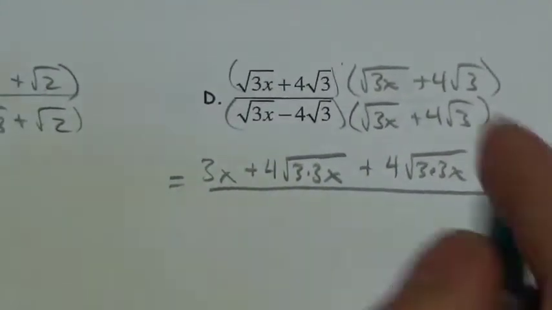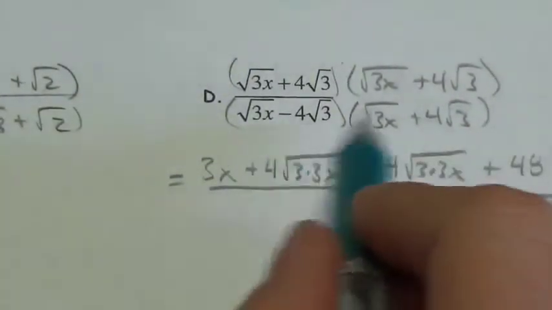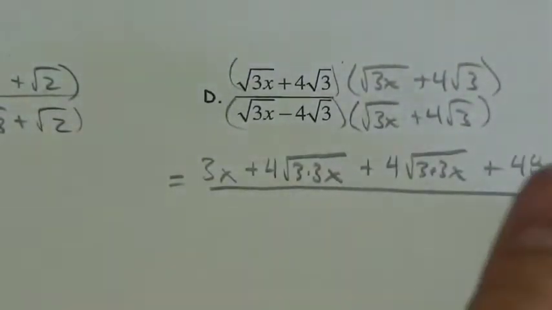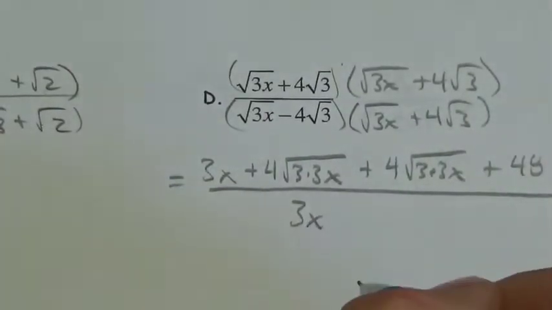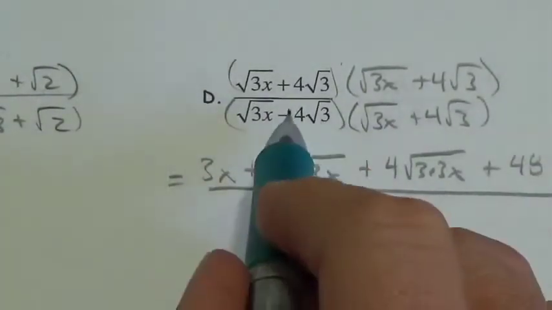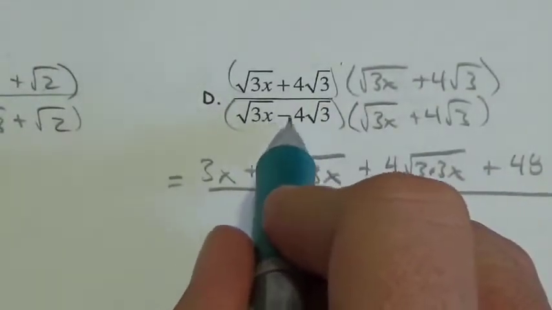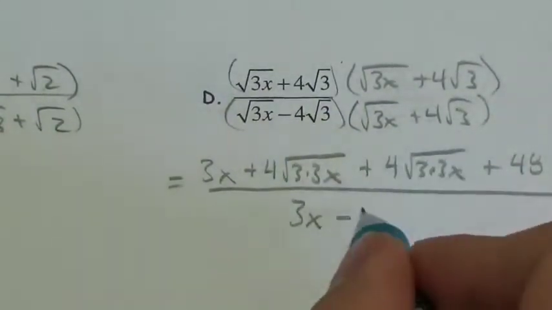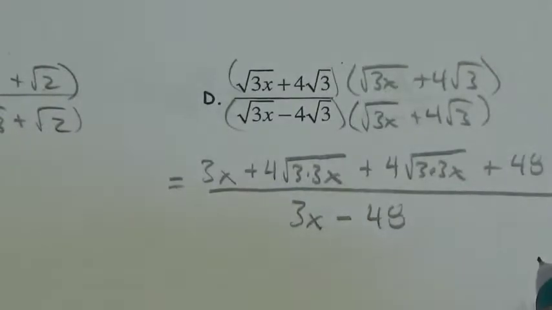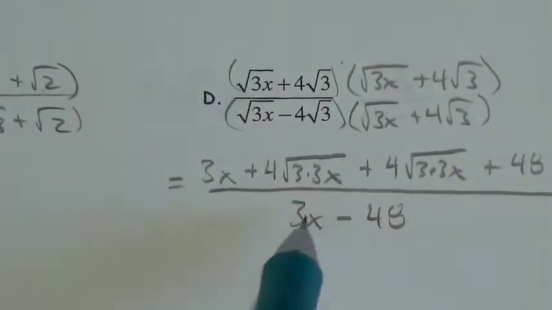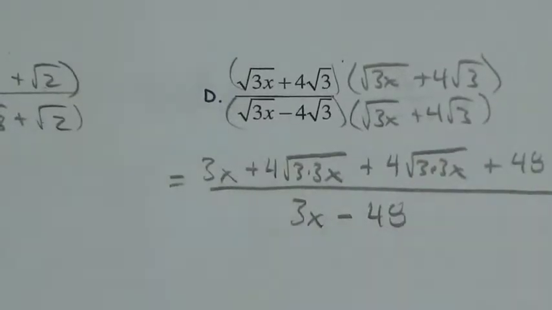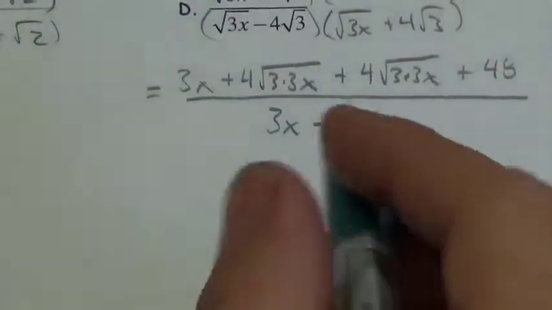Now let's look at the denominator. I already know that because there's our binomial conjugates, it's going to be the first term squared, which will give me 3x. And then the final term squared, but negative, because the negative times the positive will be negative 48. Well, there's a common 3 down there in the denominator. That might end up being something important here. We'll see what that looks like in just a second.